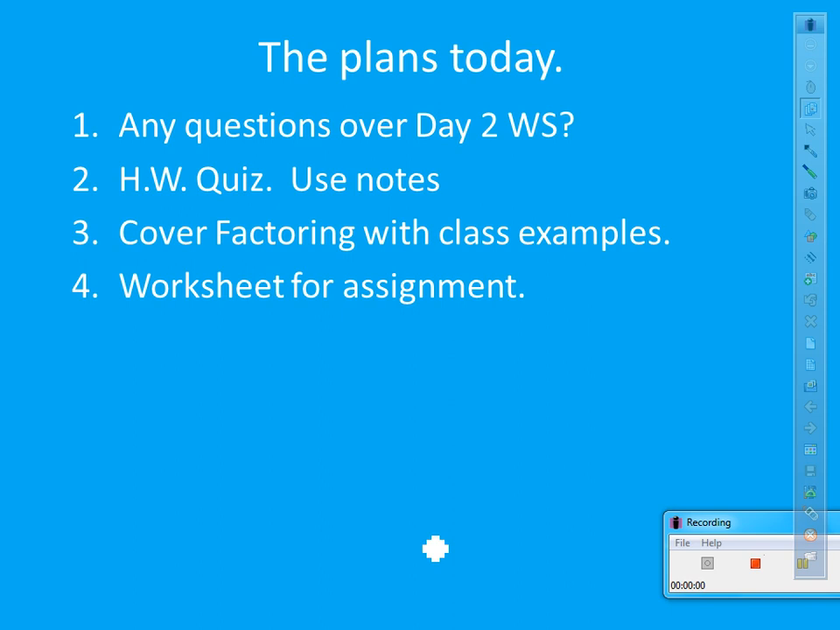Well, hello everybody. Let me tell you what we got going on today. This is day 3 in our chapter 4. Last time we graphed the quadratics and you had to tell me where it crossed the x-axis. This is the day after that.